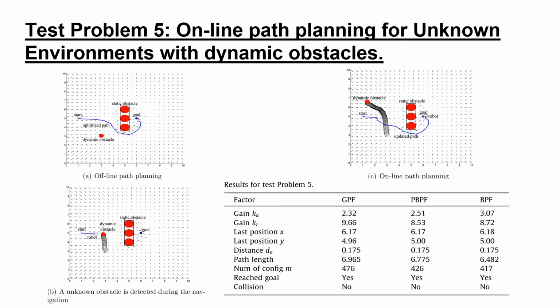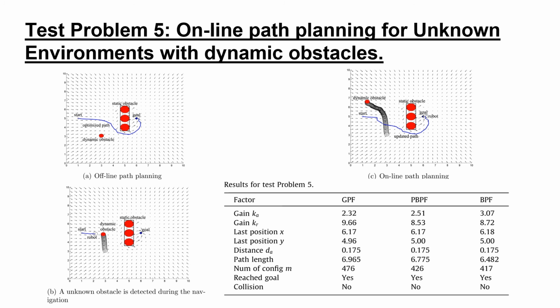Next, once the optimal path was obtained in offline mode, the mobile robot starts to navigate in an online mode. When the mobile robot is at the position, it detects a new obstacle, which is not considered at the offline path planning stage, which is shown in figure B.